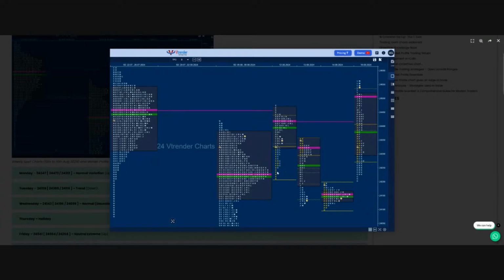So when we get a single TPO here, it is showing us rejection from this level. And when one VPOC gets rejected, and this is relevant for all time frames, the auction will then move up on the opposite side to test the nearest VPOC. So once we got rejected at this weekly VPOC of 24229, the auction probed higher, went on to test this weekly VPOC higher, which was the nearest VPOC.